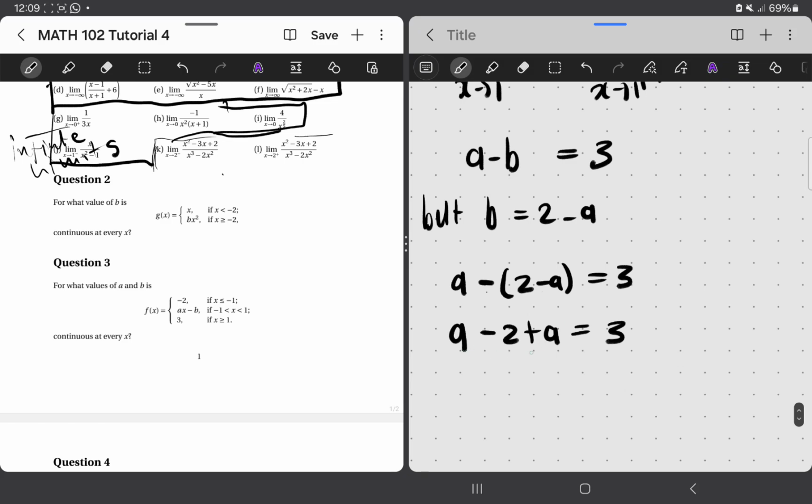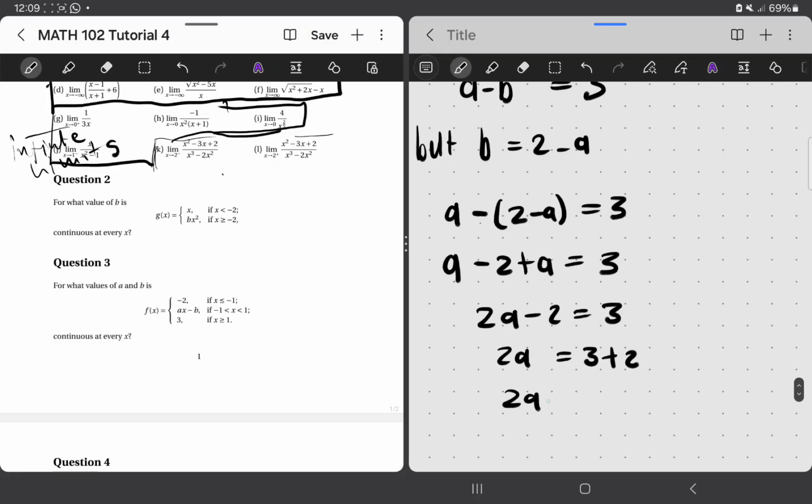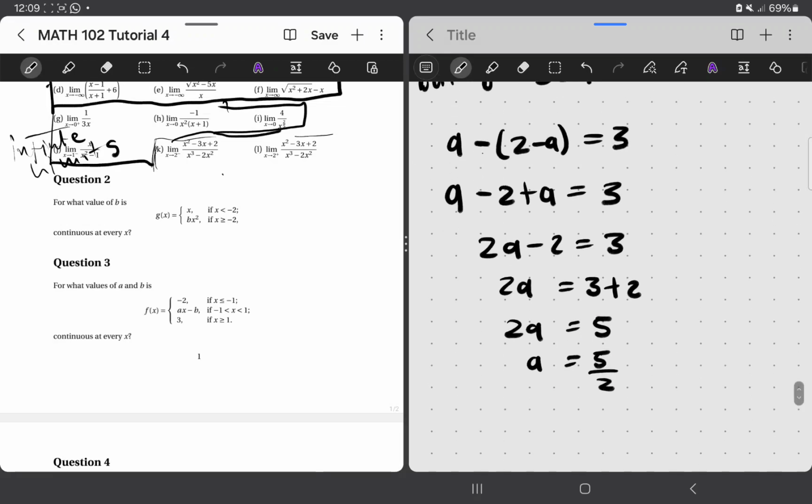And what do we have now? a plus a is 2a, minus 2 is equal to 3. This minus 2 goes to the other side. We have 2a is equal to 3 plus 2, okay? Because it will go to add. 2a is equal to 5. a will be equal to 5 over 2.